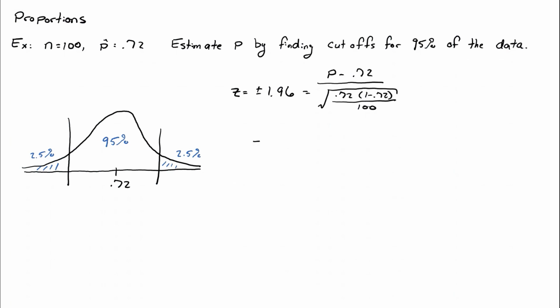I get the following interval, 0.63 to 0.81. This is the 95% confidence interval. I am 95% confident the population proportion lives in this interval. We'll go more into depth on this later.